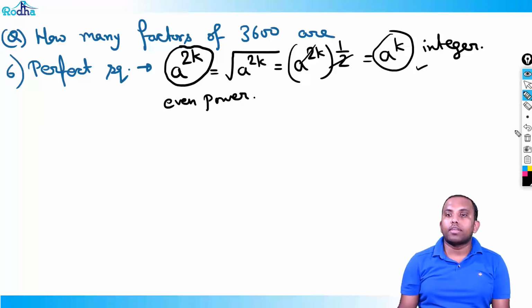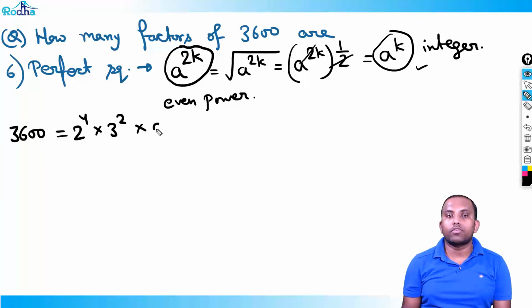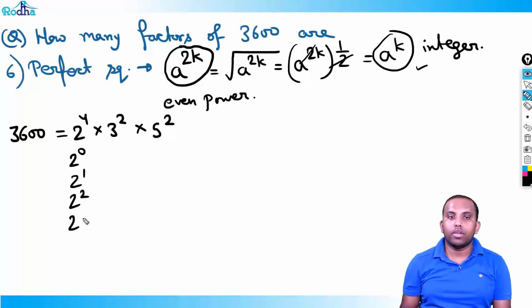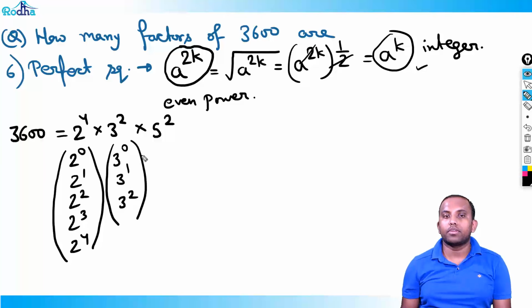So let's look at the case of 3600 now. What is 3600? Again we should write it: it is nothing but 2 raised to 4 into 3 square into 5 square, correct? Now how many terms here? 2 raised to 0, 2 raised to 1, 2 square, 2 cube, 2 raised to 4. There are 5 terms here. How many terms here? 3 terms: 3 raised to 0, 3 raised to 1, and 3 raised to 2. And again 3 terms here also.